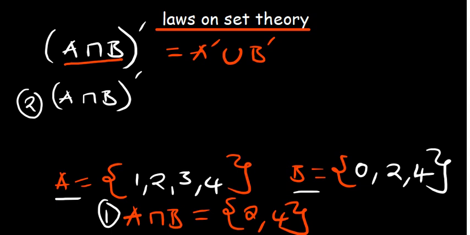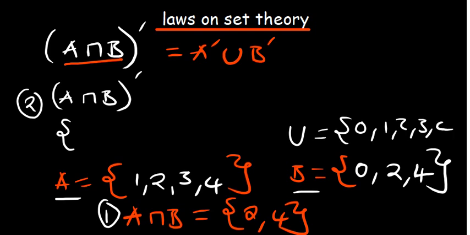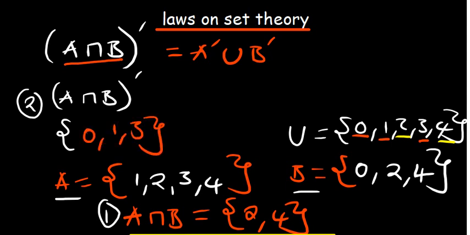So this is going to be what? Assuming our universal set is just adding the members in A and B, it's moving from 0, 1, 2, 3 to 4. So the complement of A intersection B means the elements not in this set, but within the universal set. So if we exclude 2 and 4 from the universal set, what are the members we're going to have? We're going to remain with 0, 1, and 3. So that's what you have on your left hand side.